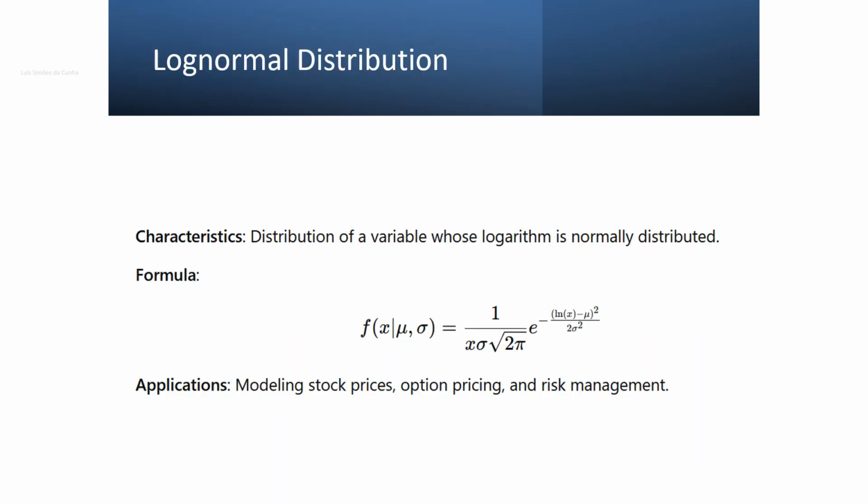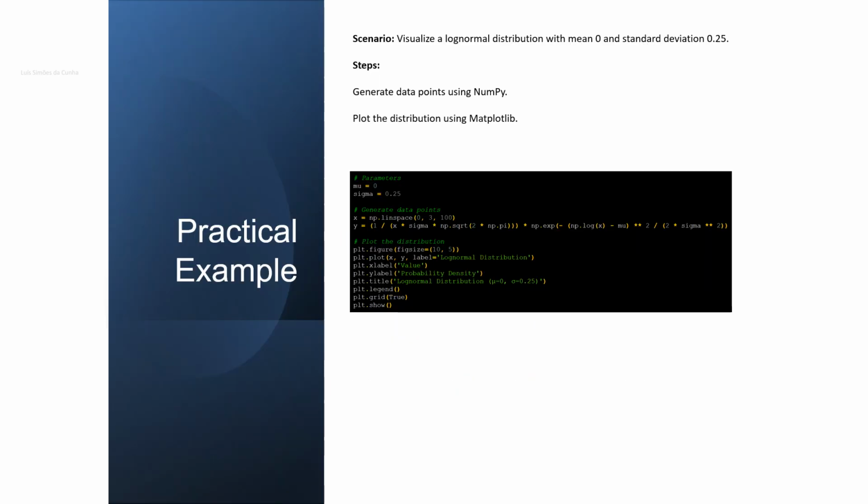The log normal distribution is the distribution of a variable whose logarithm is normally distributed. The probability density function is given by the presented formula. Let's visualize a log normal distribution with a mean of 0 and a standard deviation of 0.25. We generate data points using NumPy and plot the distribution using matplotlib. This example illustrates the skewed, right-tailed curve of the log normal distribution.